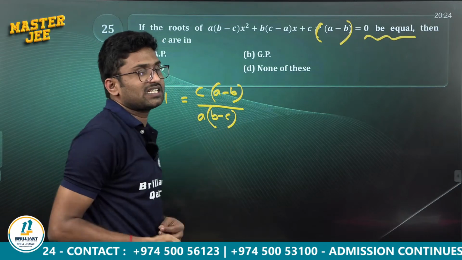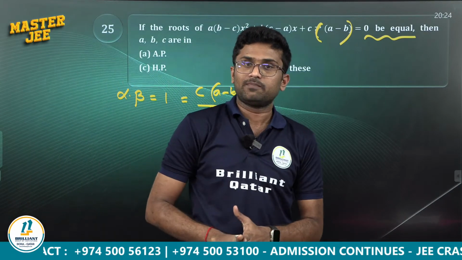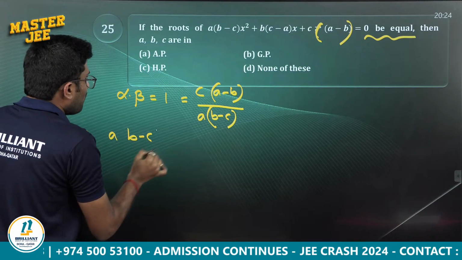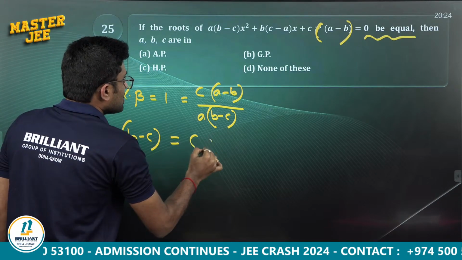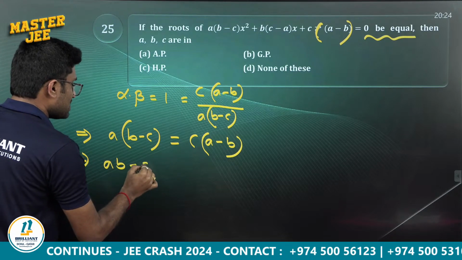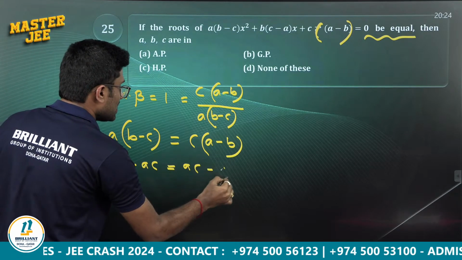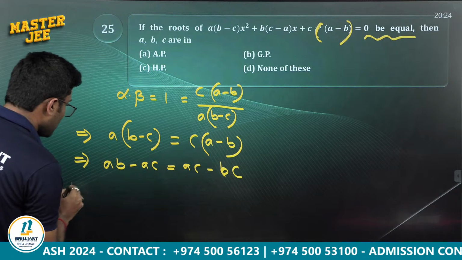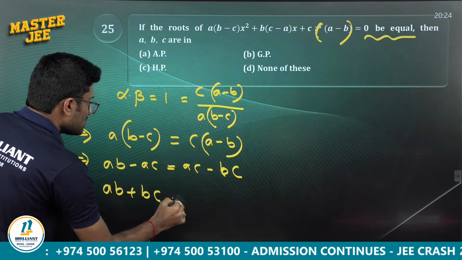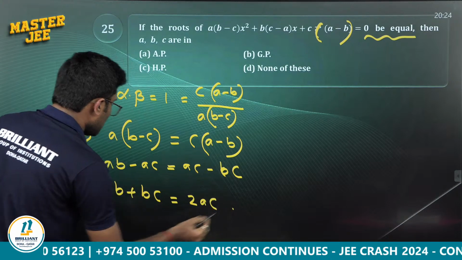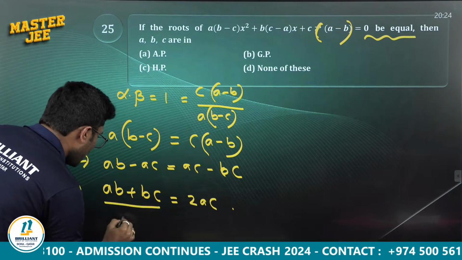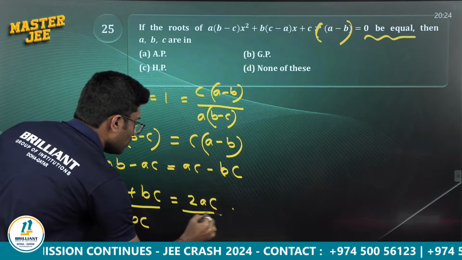That's it, guys, that's it. This is the only step that we require. So from here we get a of b minus c is equal to c of a minus b. Simplify: ab minus ac is equal to ac minus bc. From here we get clearly ab plus bc is equal to 2 of ac. Divide both sides with abc. Let's see what happens.